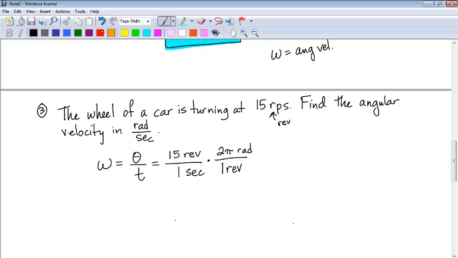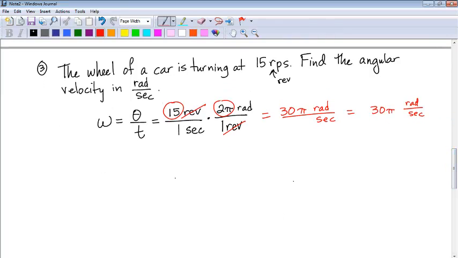Then reduce it. The revolutions divide out. Then multiply, and we end up with 30 pi radians per second. I don't care if you write it as 30 pi radians per second, that's the same thing. Now this one's going to tie in with the one up above.